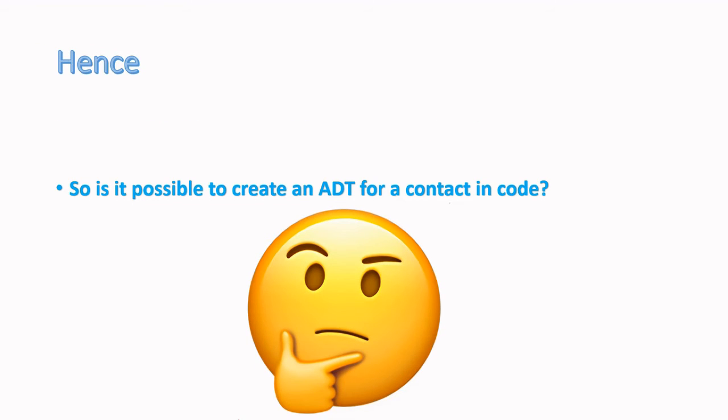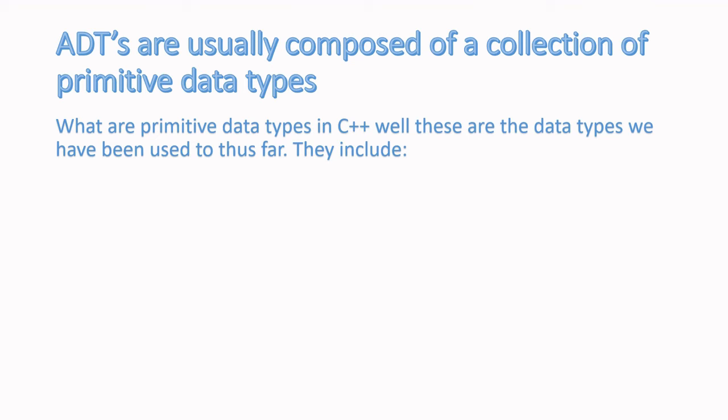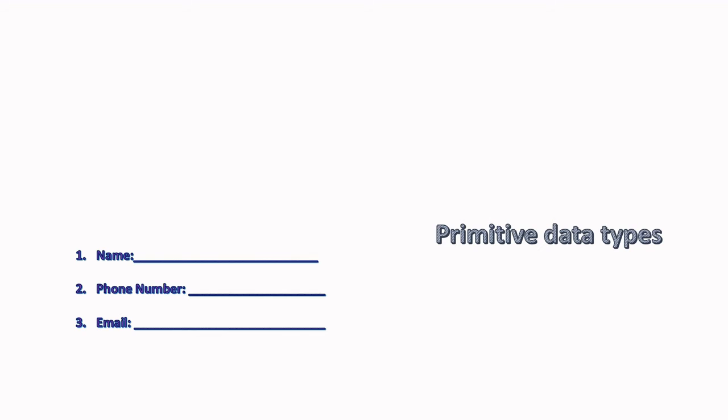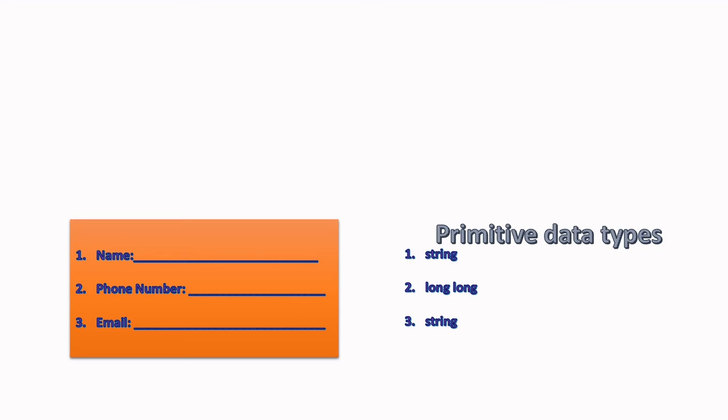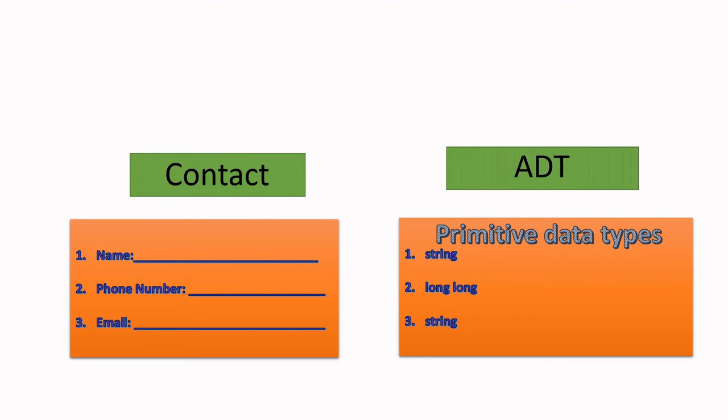Well, let me go over this. But before I show how this is done in code, you need to understand the concept of a primitive data type. Primitive data types are the data types we've been using for a while, the data types you have been used to. These include Boolean data types, integers, doubles, etc. So using the contact as an example, we know name should be a string and phone number should be a long, as stated in the previous video, and the email is also a string. Then the contact as a whole is now what our ADT is. In this case, for this video, a structure.